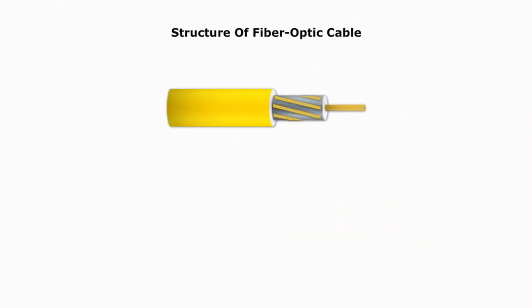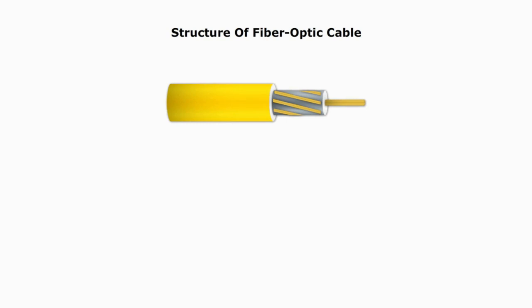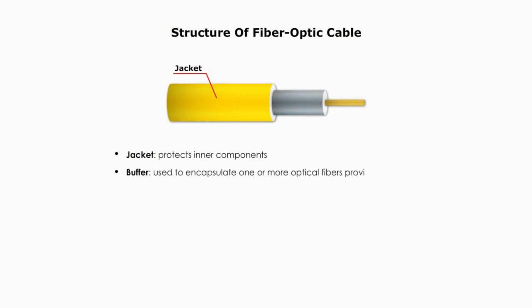Let's look at the structure of fiber optic cable. Fiber cable consists of center glass core surrounded by several layers of protective materials. The outer layer is a jacket. The insulating jacket is made of Teflon or PVC. The second layer is buffer, which is used to encapsulate one or more optical fibers and provide protection from physical damage.